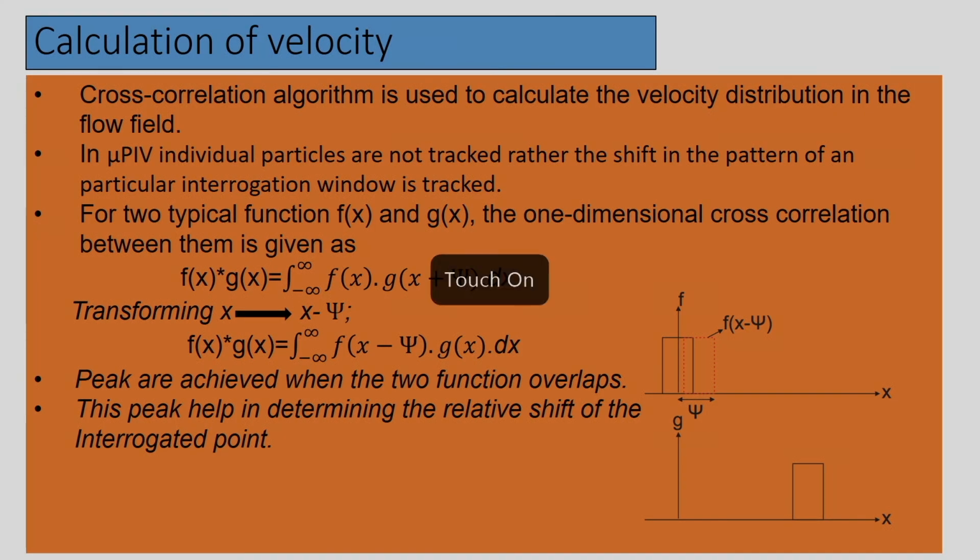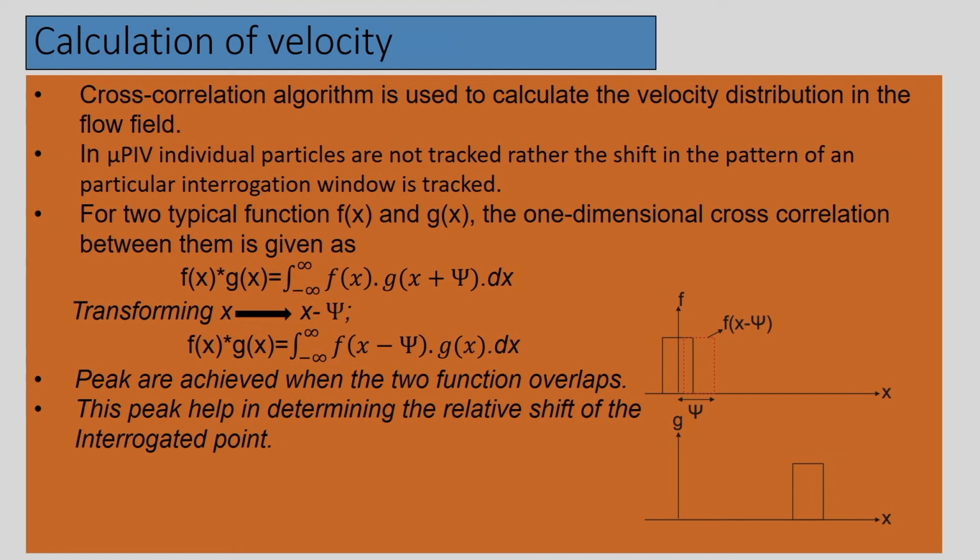That is what I discussed in the last class, but today I am discussing it again in the context of micro PIV. Now, the peak is achieved when two functions overlap. These peaks help in determining the relative shift of the integration point. So the first frame we have divided into a small number of zones, integration windows. We are now advancing the first frame, and when it overlaps with the second frame, we will find a peak.